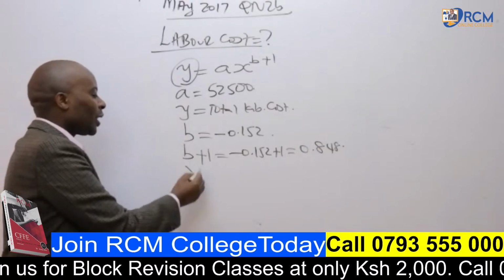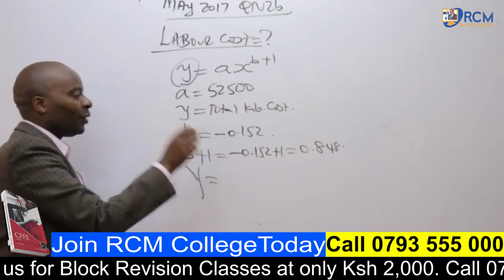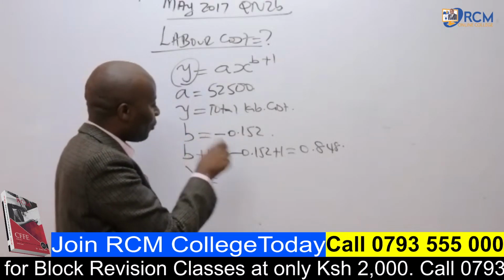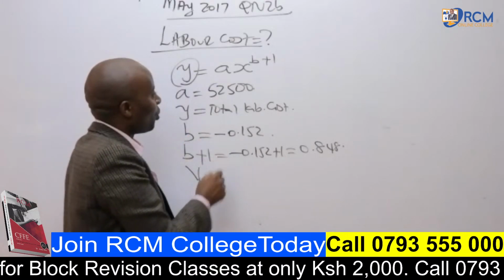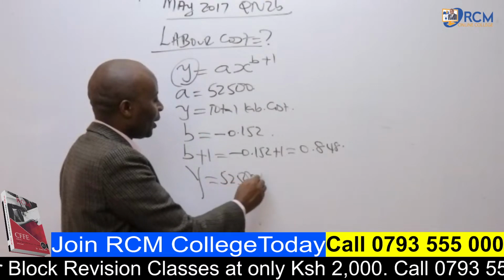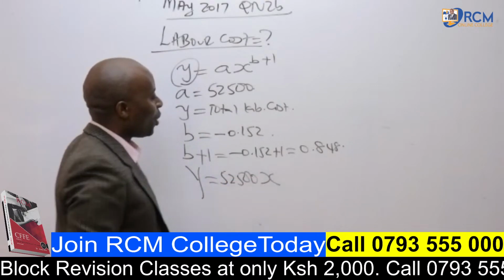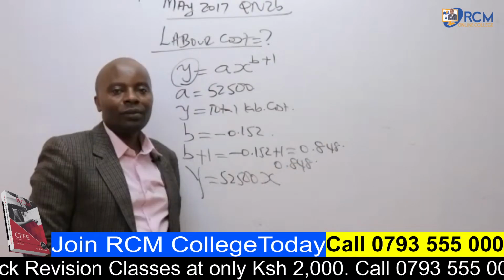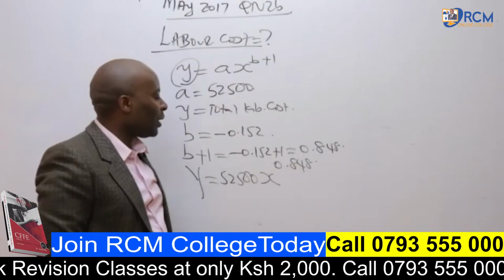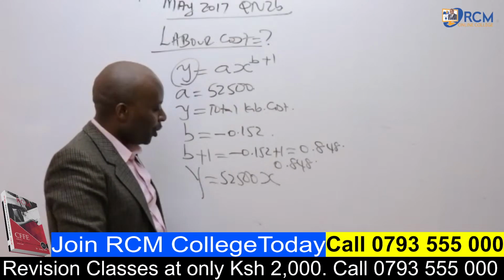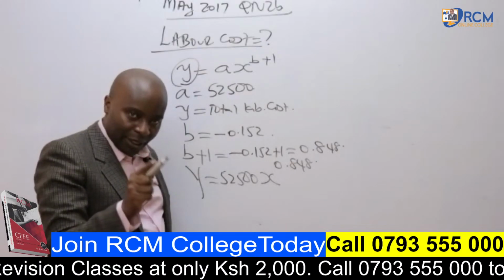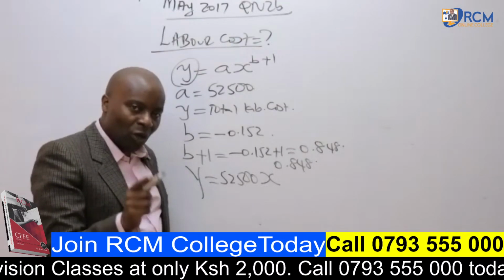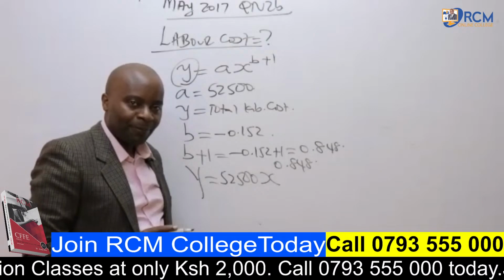And once I have these, now I'm at home. The only thing that I need to do is to plug in the figures of A and B plus 1 into the equation for us to get the learning curve model. So we have our Y being equal to 52,500 X raised to B plus 1, which is 0.848. So ladies and gentlemen, the moment I have the equation, now I can embark on my journey. The journey here is to get the total labor cost of 256,000 units.